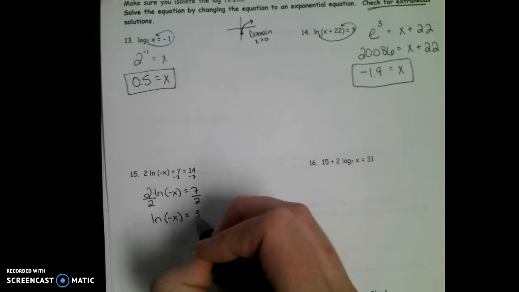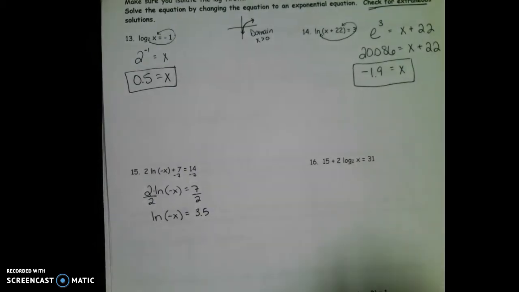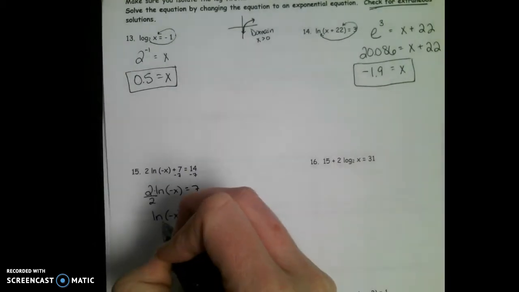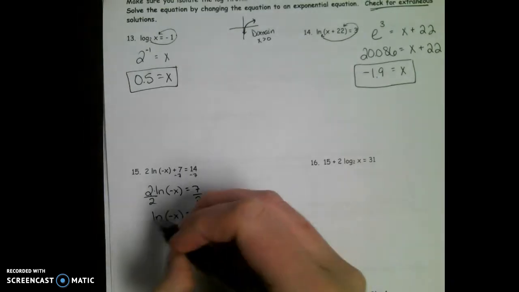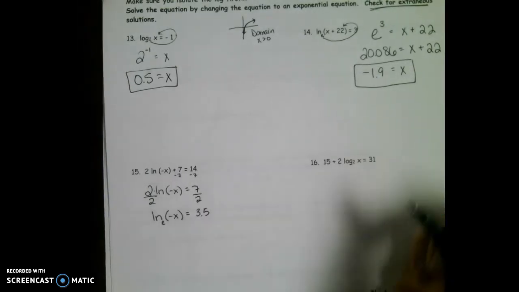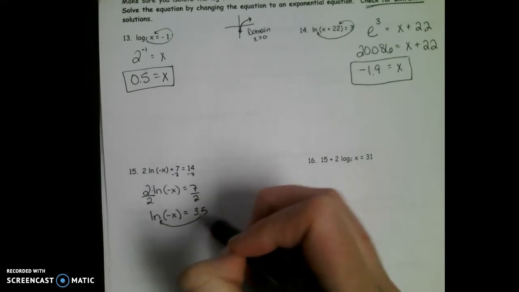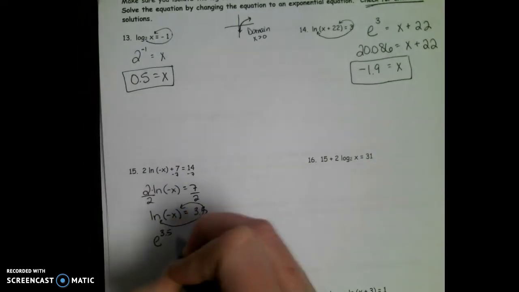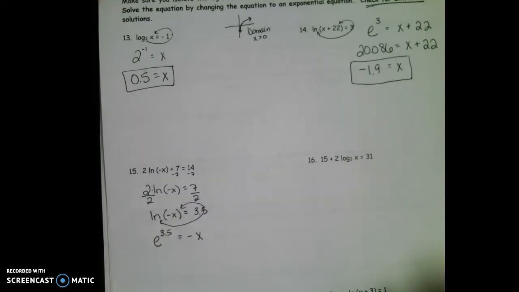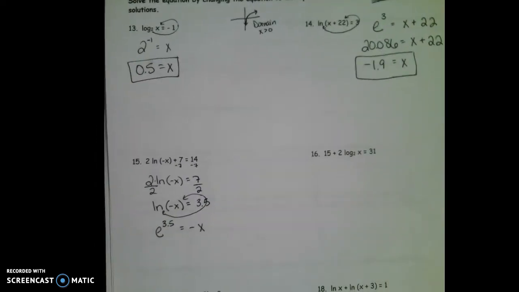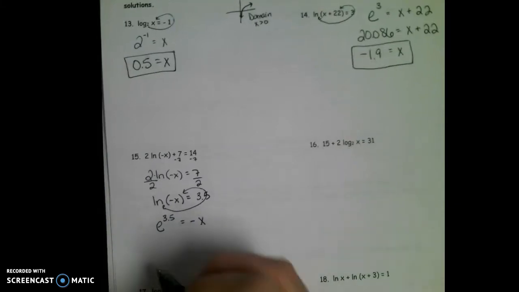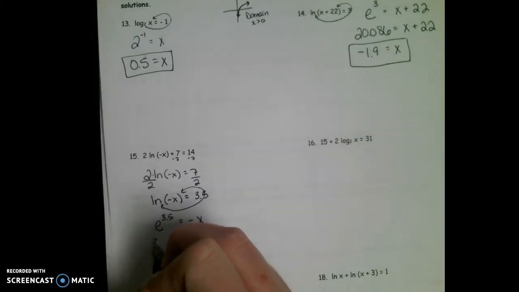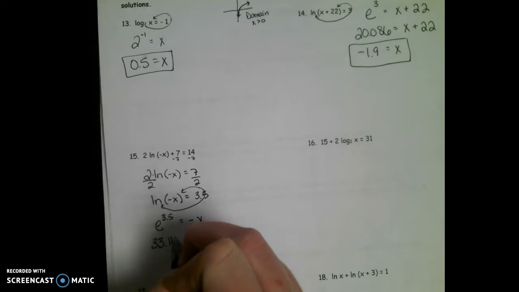7 divided by 2 is 3.5. Remember, ln is log base e. Now we're stuck. X is stuck inside the log, so change forms. E raised to the 3.5 equals negative x. So punch in e raised to the 3.5. That is about 33.115.